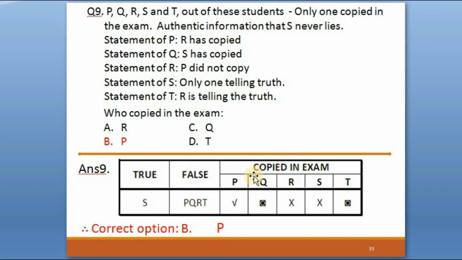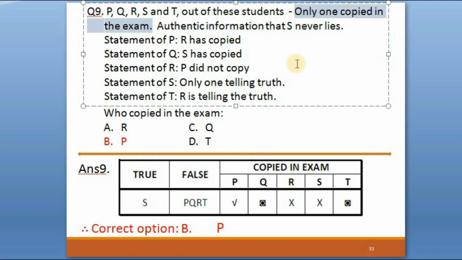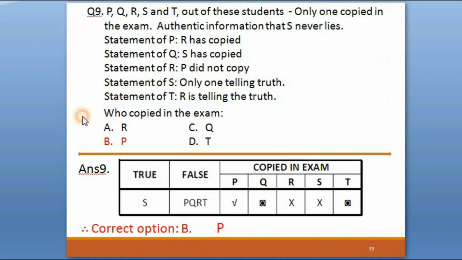Now, as per the conditions, if we carefully study, out of these 5 students, only one has copied in the exam. This is one piece of information. And the second authentic information is that S never lies. So S never lies means S always speaks the truth. So this is the condition we have been given. So if S always speaks the truth, then what is S saying? Let's see. S is saying that only one is telling the truth.